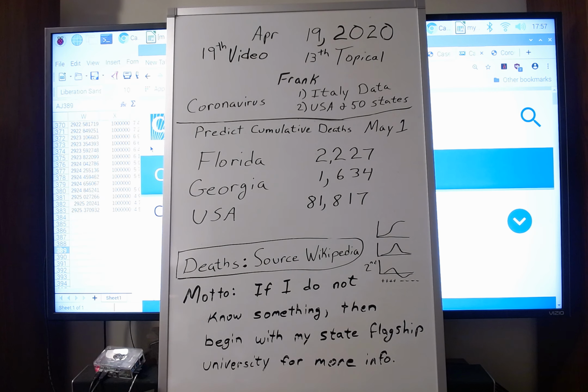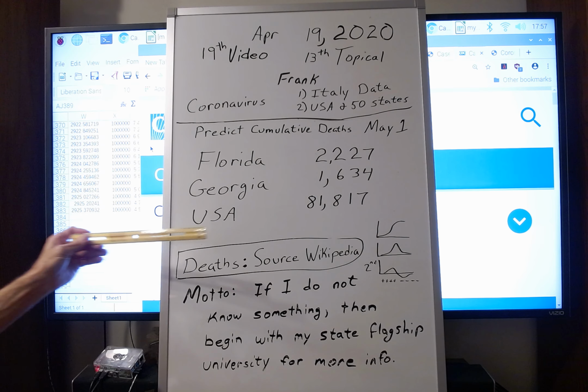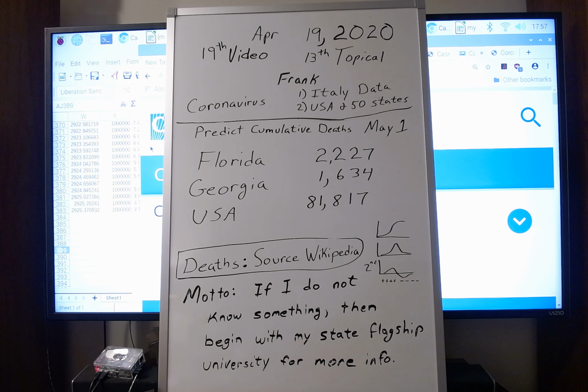Now, some of those models were predicting 60,000 total deaths by August the 1st. And hopefully my model is wrong and I'm somehow bad off in my calculation. That's quite a bit of difference there. But let's see what we got.